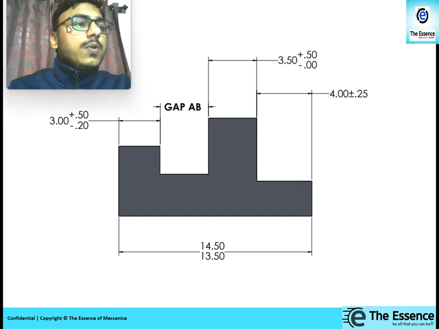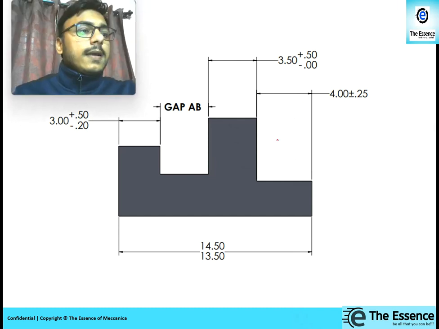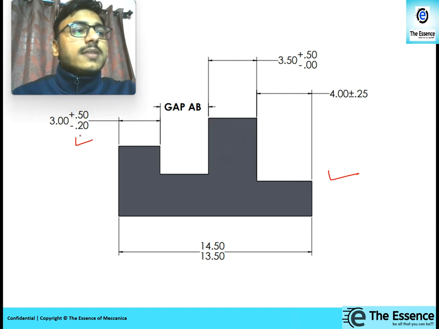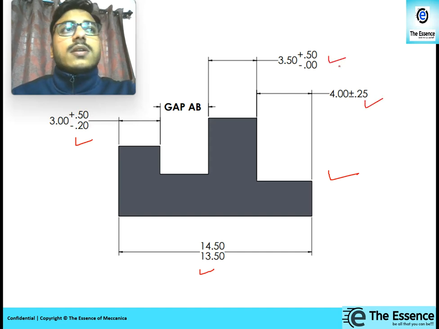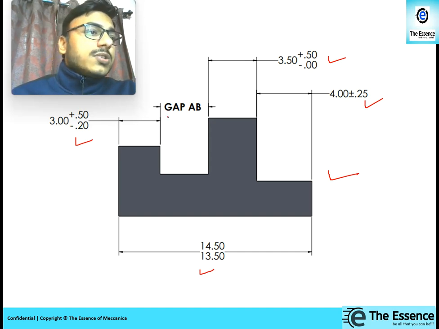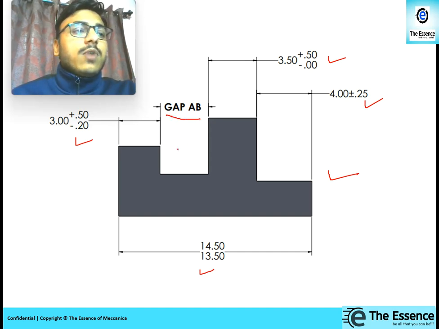So here you can see there is a component and dimensions are given. This dimension is given 3.00 plus side 0.50 minus side 2.20. Similarly, this is a limit system given. This is equal bilateral and this is unilateral tolerance given over there. Now we are interested in finding out this gap. What will be this AB gap over there? Right? Minimum and maximum AB gap we are interested to calculate.